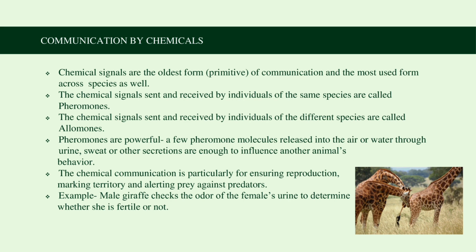Pheromones are powerful; a few pheromone molecules are enough. They are released into the air or water through urine, sweat or other secretions from the body, enough to influence the other animal's behavior. Chemical communication is particularly important for ensuring reproduction, marking territory and alerting prey against predators. An example of communication by chemicals is a male giraffe checking the odor of the female's urine to determine whether she is fertile or not.